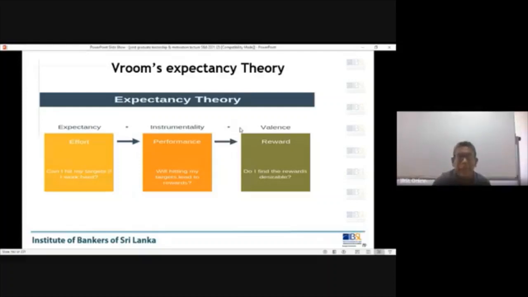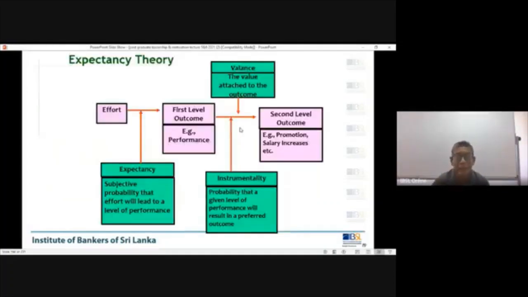If you further diagram this one: effort, expectancy, subject to the probability that the effort leads to a level of performance. I have expectancy, so therefore I make an effort. If I make an effort, I know I can achieve the level of performance expected. That's the first level outcome, the first performance, that we discussed now. You have an effort, that means expectancy, so you are achieving your first level outcome. First, you need to achieve the performance in order to get the reward.